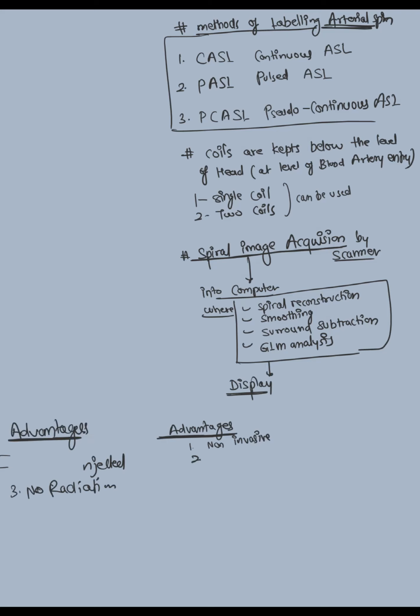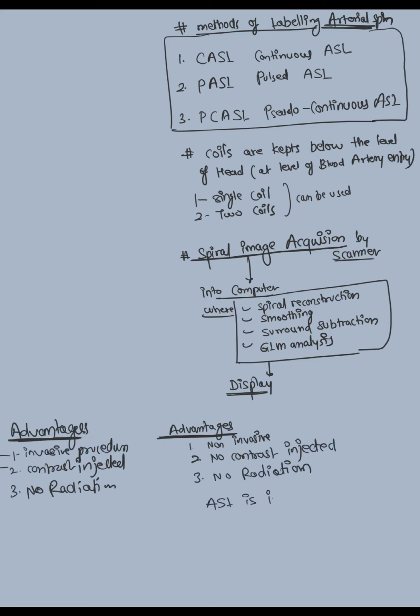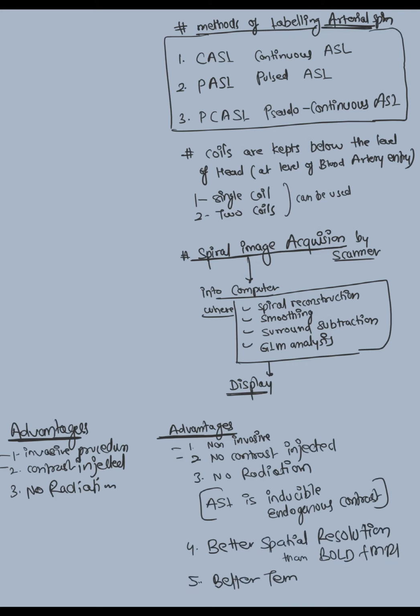Okay, so what are the advantages of this? There is no invasive technique, no contrast injected, no radiation is produced, because ASL is an inducible endogenous contrast, which has a better resolution than the bold fMRI and has a better temporal resolution, because there is no wait for the gas transfusion at the AV junction. So for hemoglobin change there is no problem, so it can produce immediately, it is faster.